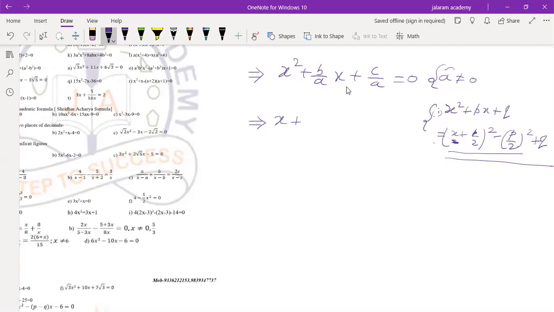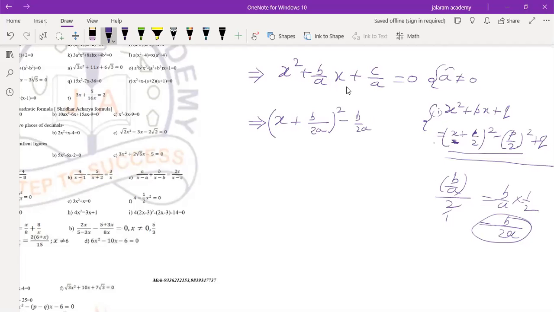X plus b upon a upon 2 means b upon a into 1 by 2. Is that clear to you? We can say b by 2a. Is that clear to you? X plus b by 2a whole square minus again p by 2 means b by 2a whole square, plus c by a equals to 0. Is that clear to you? Now what will be the next line?